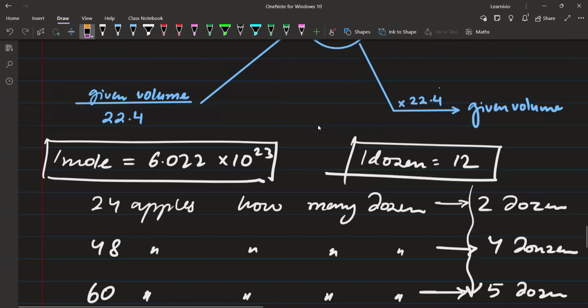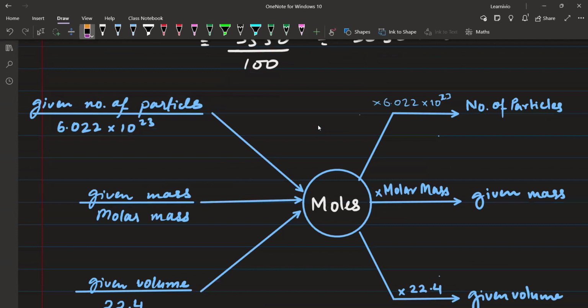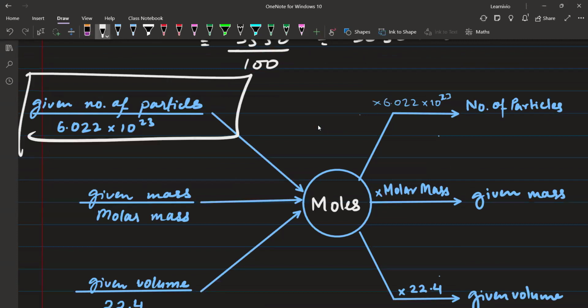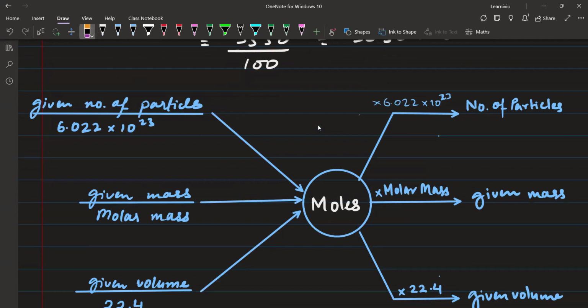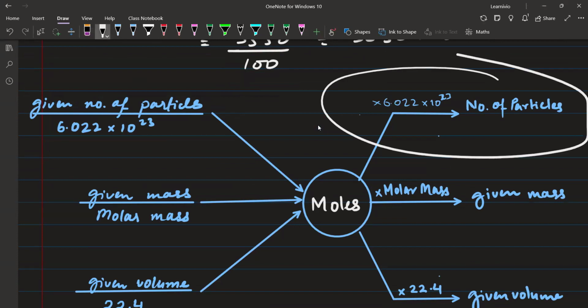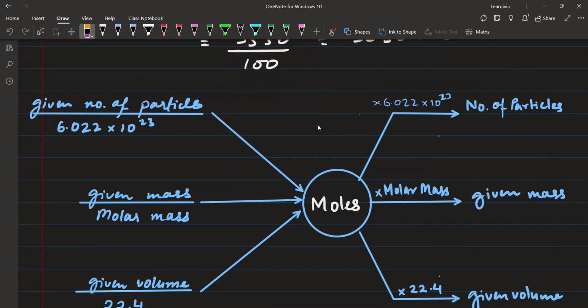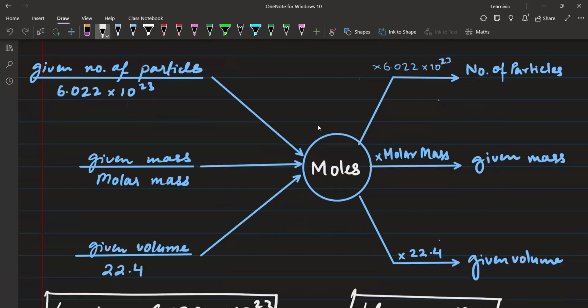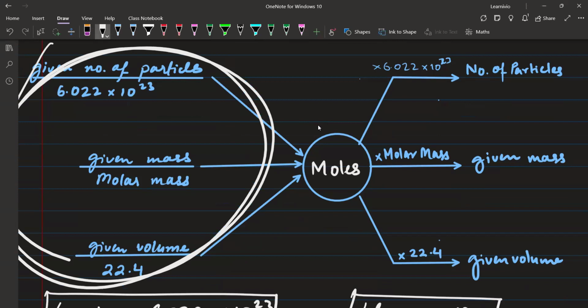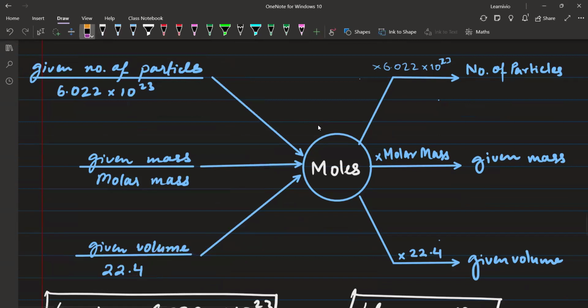Noufal? So how have you written that? I gave number of particles in the numerator and 6.022 in the denominator. Where are you looking, Noufal? But I just told you. These are the formulas I just told you, right? These are the formulas for calculating number of moles, right? So why are you looking at the right side?